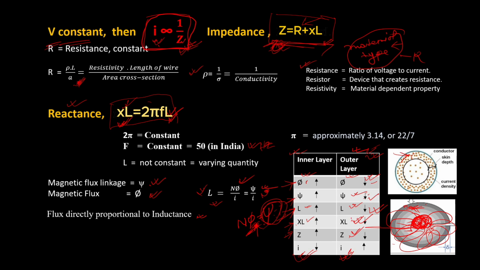Okay. So if XL is decreasing, it means reactance is decreasing. Reactance is decreasing means impedance is decreasing. Impedance Z is decreasing means I will increase, because the 1 by Z value will become larger. Or you can say I is inversely proportional to Z. So that's it. This is the reason for the skin effect.